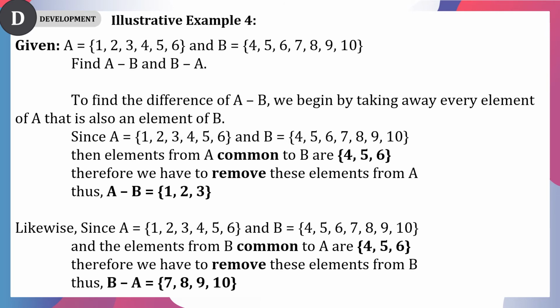Likewise, since A is equal to the elements 1, 2, 3, 4, 5, and 6, and B is equal to the elements 4, 5, 6, 7, 8, 9, and 10, and the elements from B common to A are elements 4, 5, and 6. Therefore, we have to remove these elements from B. Thus, B minus A is equal to the elements 7, 8, 9, and 10.